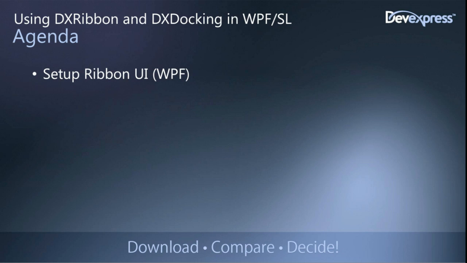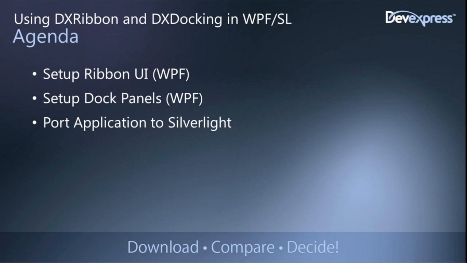So we're going to start a WPF application, and we'll set up the ribbon UI in WPF. We'll set up a dockable layout with dock panels and document panels, and we're going to use the DXDocking library for that. We're going to keep building on the WPF application, and we're going to port that to Silverlight.